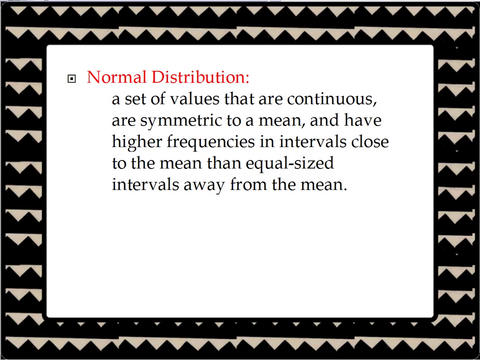So now, normal distribution. Normal distribution is a set of values that are continuous. So I have to have continuous data. I'm going to have data that's symmetric to a mean. Remember, symmetry means that both sides are a mirror image of each other. And I'm going to have higher frequencies when I'm close to the mean, right? More data when I'm close to the mean, and less data as I get further away from the mean. So let's take a look.